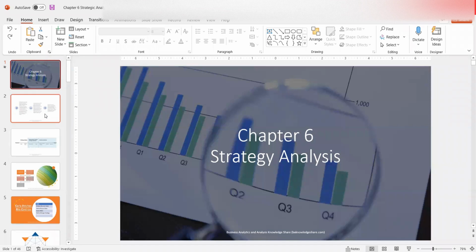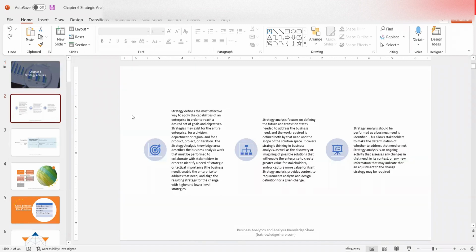So when we talk about strategic analysis, it basically defines strategy, defines the most effective way to apply the capabilities of an enterprise in order to reach a desired set of goals and objectives. Strategies may exist for the entire enterprise, for division, department or region, and for product, project, or iteration.